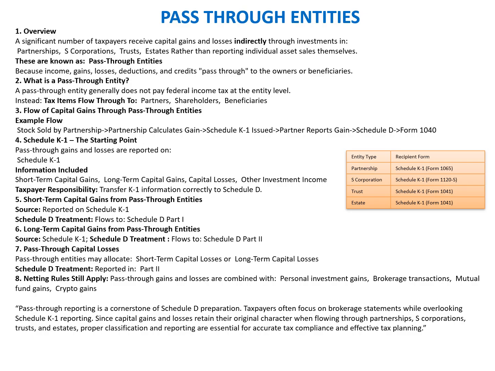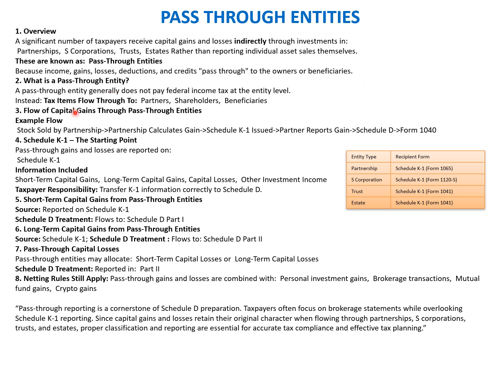Okay, so pass-through entities. A significant number of taxpayers receive capital gains and losses through investments in partnerships, S corporations, trusts, and estates, rather than reporting individual assets themselves. These are known as pass-through entities, because income, gain, loss, deductions, and credits pass through to the owners or beneficiaries.